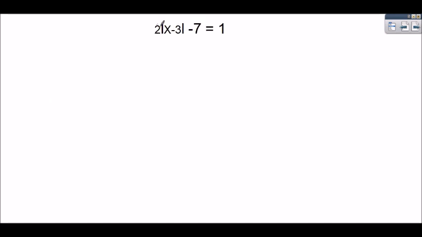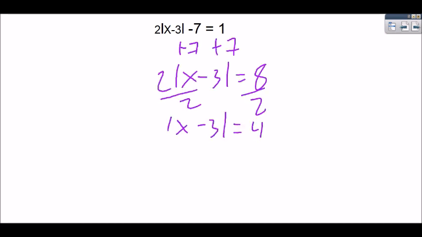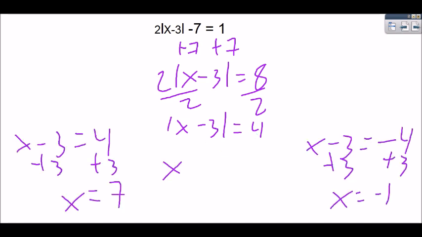What if the absolute value is not all by itself? Well, first we would have to add 7, then divide by 2, and then the absolute value would be by itself. Then we could split it into 2 equations. So now that we have the absolute value all by itself and equal to 4, I can do a positive and a negative, keeping the inside exactly the same. So a number I could plug in for x that would get me back to 1 is 7 or -1.